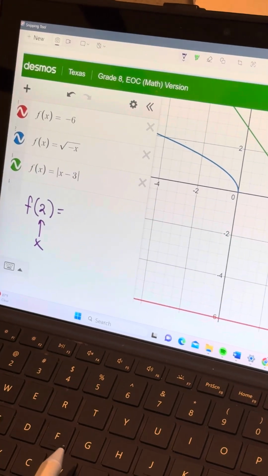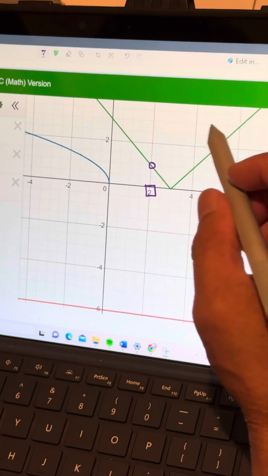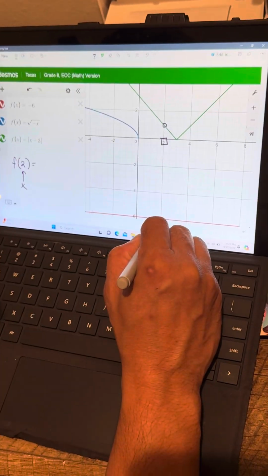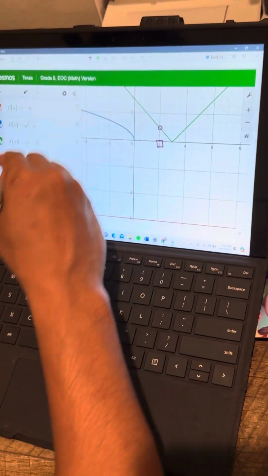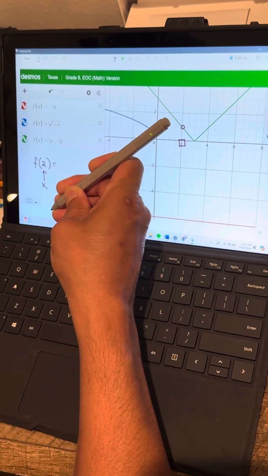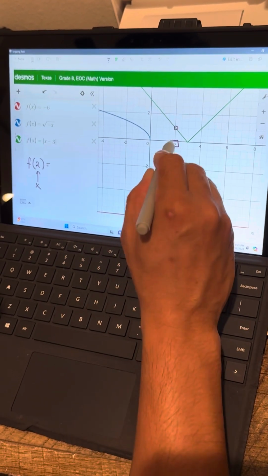All right, f of 2. Here we go. We have three equations here. The red, okay, so these are the 2's here. Also, these are 2. See it. Maybe it's low battery too.